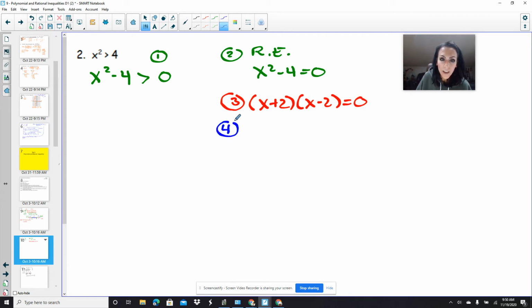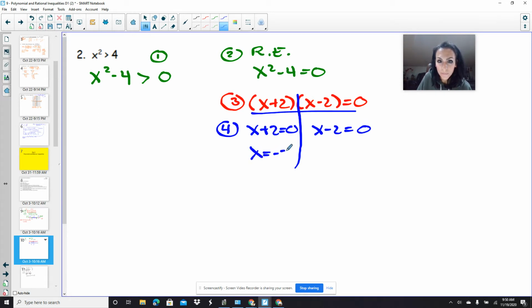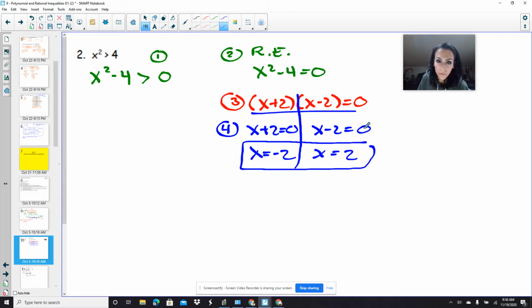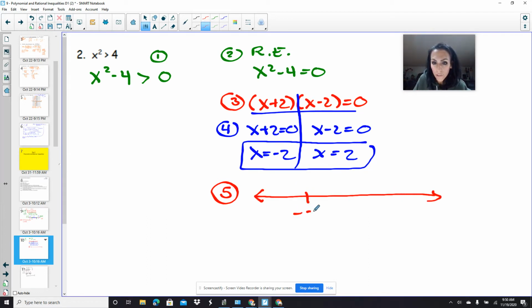Step 4, set each of those linear factors equal to 0 and solve for our critical values. Okay? So we have critical values at -2 and 2. Now what we're going to do with those critical values is place them on a number line. So we have -2 here, we have 2 here, which divides our number line into 3 regions.